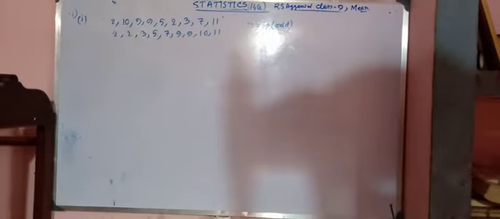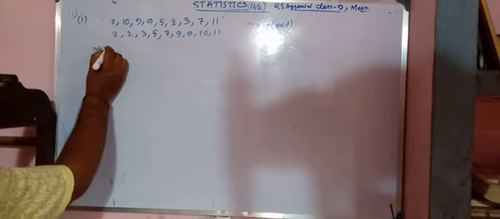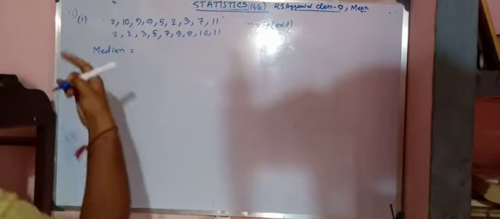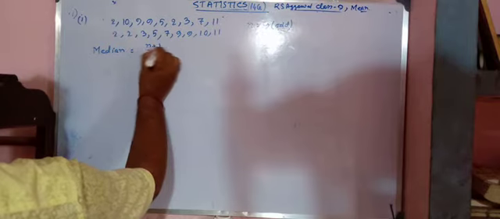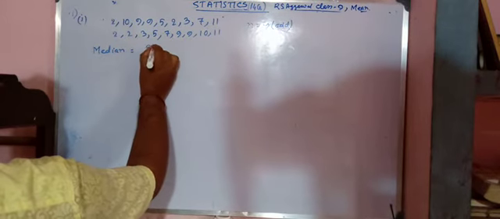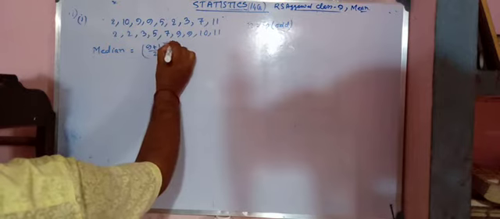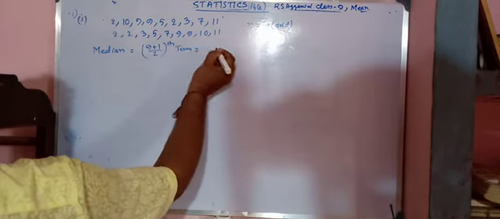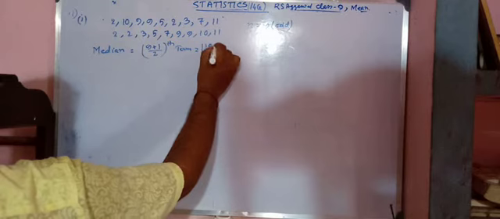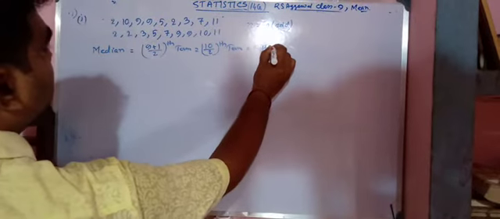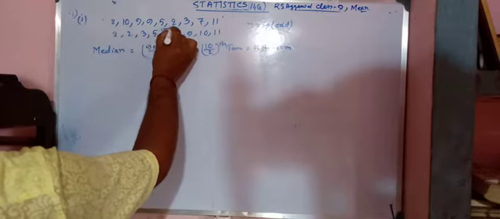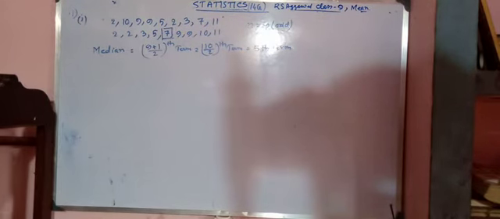So my median should be the (9 plus 1) by 2th term, that means the 10 by 2th term, that means the 5th term. So 1, 2, 3, 4, 5. So this is my required median. So the median is 7. 7 is my median.